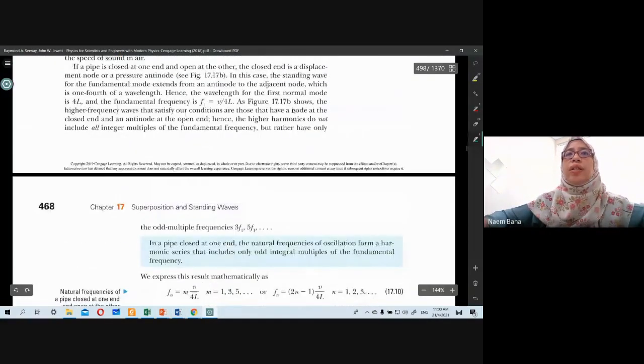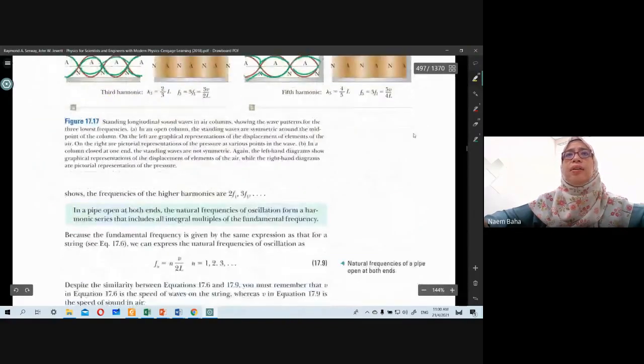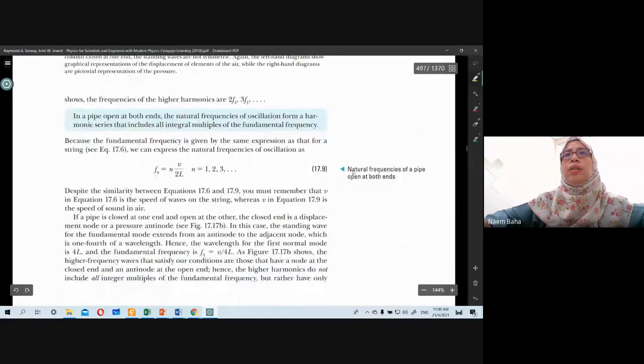All right, looking at your textbook, to wrap up so that you can see where the expression is, madam. Turn to page 467. For open ends, the natural frequency harmonic series is NV over 2L. N is 1, 2, 3, 4, 5, 6, 7, 8.